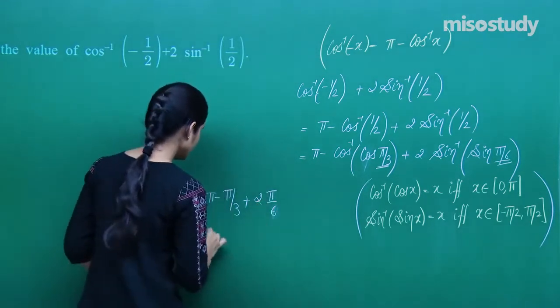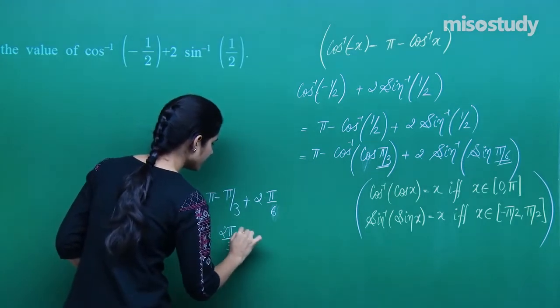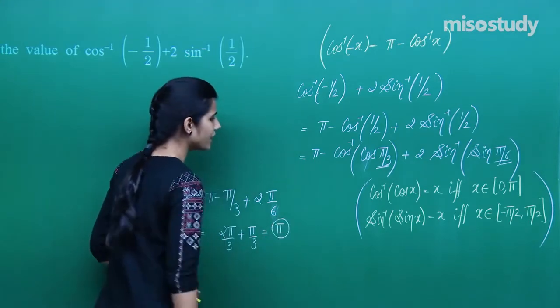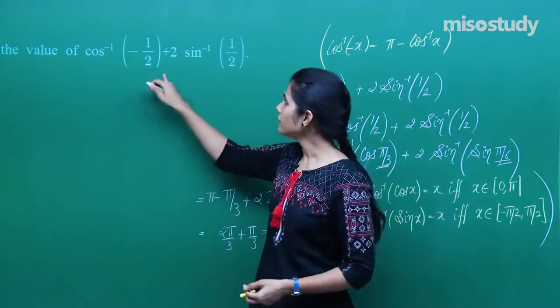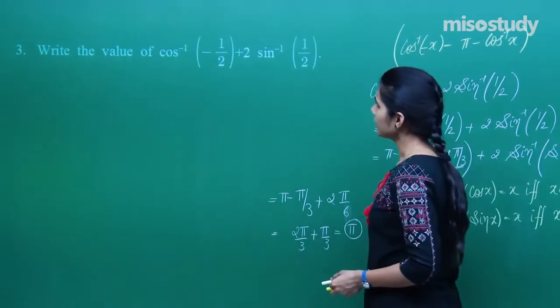Right? This gives you 3 pi minus pi, 2 pi by 3 plus pi by 3. So it is 3 pi by 3, which is pi. And so the answer to your very query is pi. The value of this expression is pi.